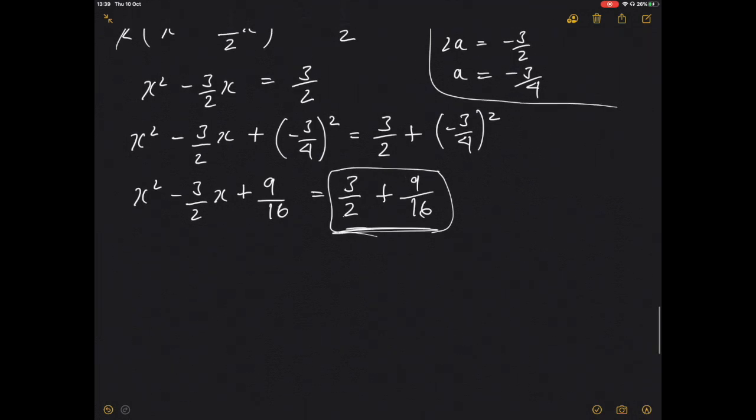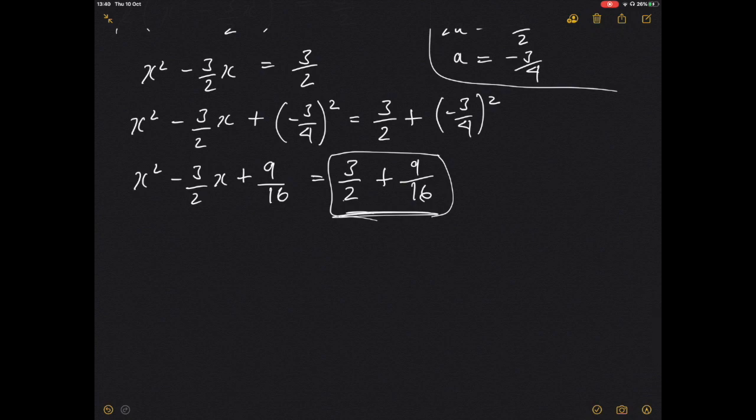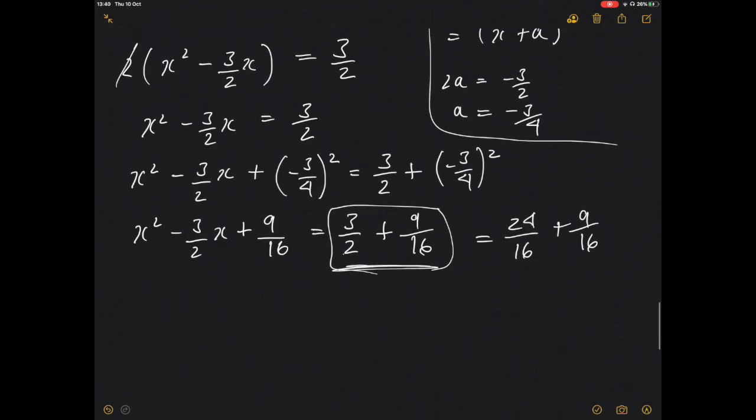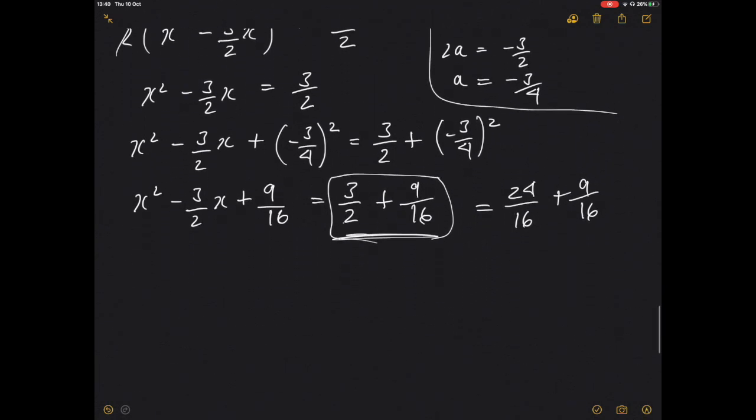If we do this quite neatly and quickly, we'd say there's an 8 there, 8, 16, 24, 24 plus 9. So we'd say that equals 24 over 16 plus 9 over 16, with 16 as our common denominator. And we can then say, bringing our factor from up here, x minus 3 over 4 squared equals 24 plus 9, which is 33 over 16.